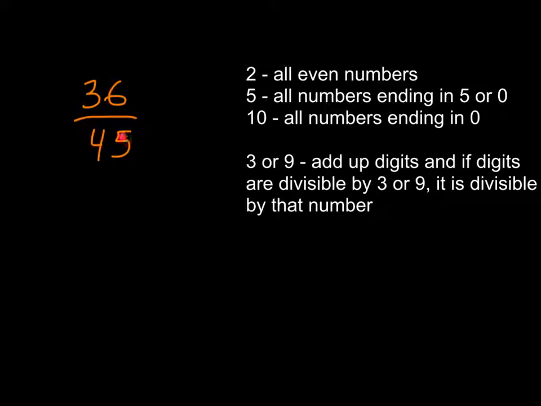Now if I add up the digits here for 45, 4 plus 5 is 9, and 3 will go into 9, so this is divisible by 3. It's also divisible by 9. So I know I can divide both of these by 9, and if I do that, 9 goes into 36 4 times, and 9 goes into 45 5 times.